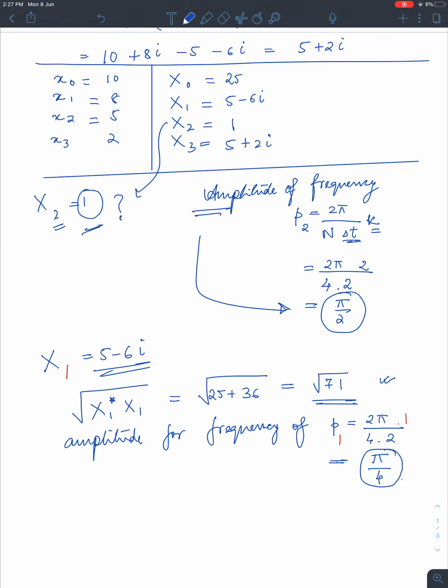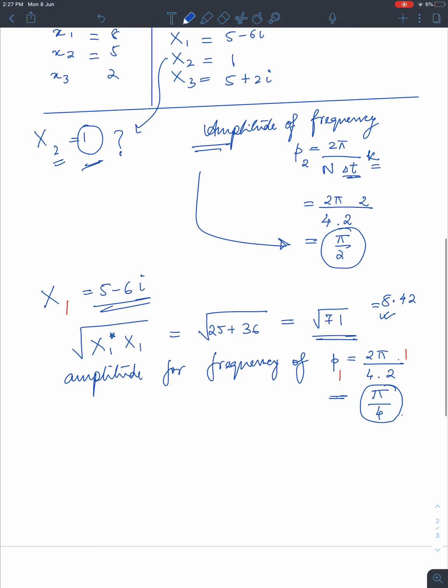So what is the value of square root of 71? Square root of 71 is around 8.42. Okay. So like this, in this way we can actually find the amplitude of the different frequency values. Okay. So this is what the discrete Fourier transform actually does.